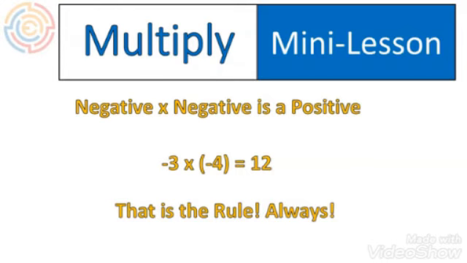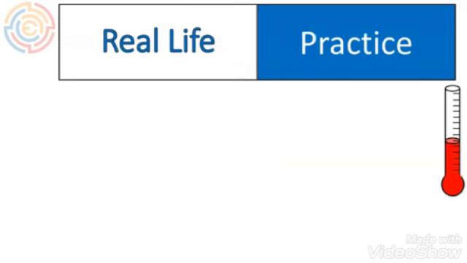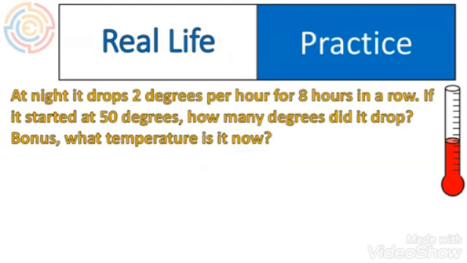Great. Now it's time for some practice using a word problem. I'm going to combine those two things together. We're going to practice using a word problem. I want you to think about this question. Here we go. At night, it drops 2 degrees per hour for 8 hours in a row. If it started at 50 degrees, how many degrees did it drop? And the bonus question, what temperature is it now?